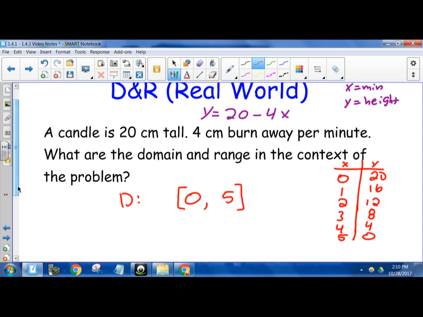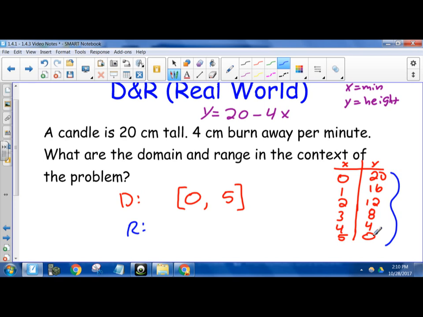Okay? Let's talk about the range now. The range is all the y values. Now we're going to have to use interval notation again because this candle could be 20, or 18.65432 exactly centimeters tall, so you can't write them all out. And if you make this little table as your guide, it's very easy to find out what the range is, because the range starts at 20 centimeters and is going to end at 0 centimeters.